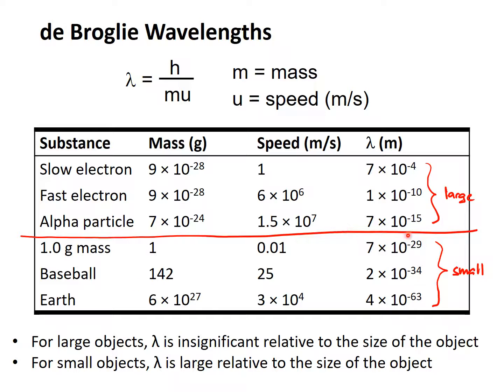By contrast, if we look at the subatomic particles, we can see that number one, the de Broglie wavelengths are significantly larger than the wavelengths for the macroscopic objects, and secondly, that the de Broglie wavelengths are very large compared to the size of the object. So the conclusion from this table is that for large objects, the de Broglie wavelength is insignificant relative to the size of the object. However, for small objects, the de Broglie wavelength is large relative to the size of the object.